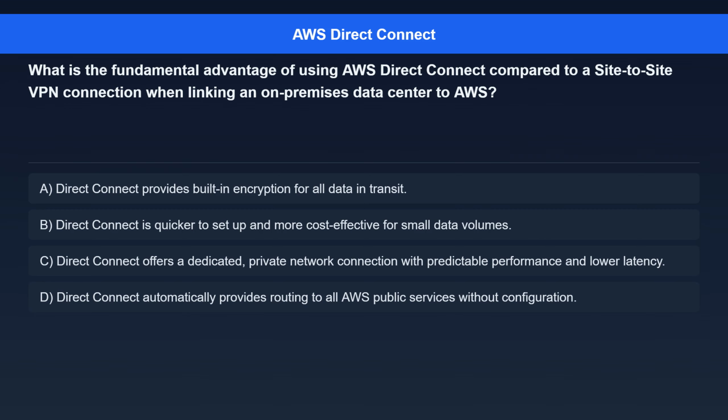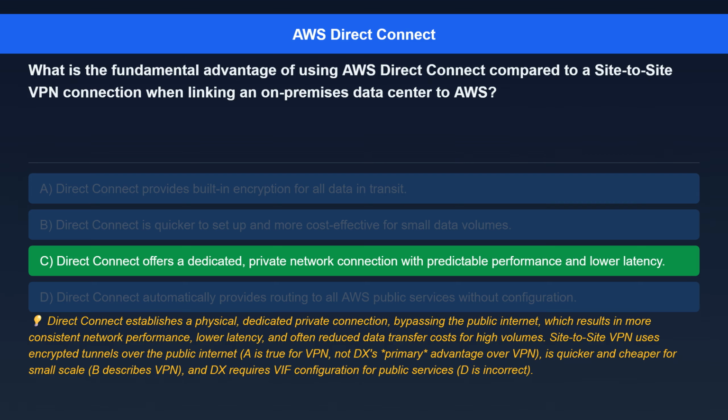Question 4. What is the fundamental advantage of using AWS Direct Connect compared to a site-to-site VPN connection when linking an on-premises data center to AWS? Option A. Direct Connect provides built-in encryption for all data in transit. Option B. Direct Connect is quicker to set up and more cost-effective for small data volumes. Option C. Direct Connect offers a dedicated, private network connection with predictable performance and lower latency. Option D. Direct Connect automatically provides routing to all AWS public services without configuration.